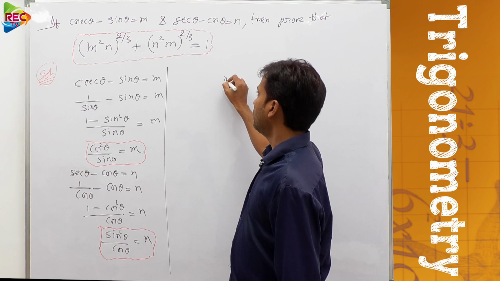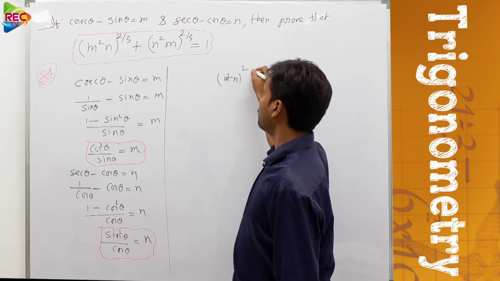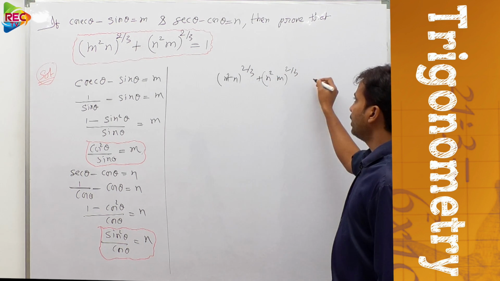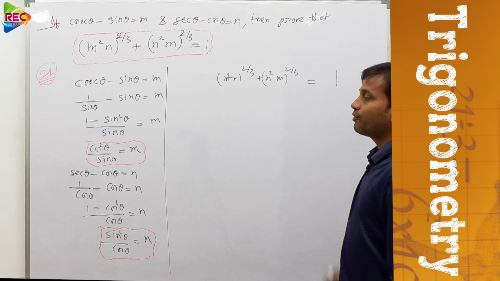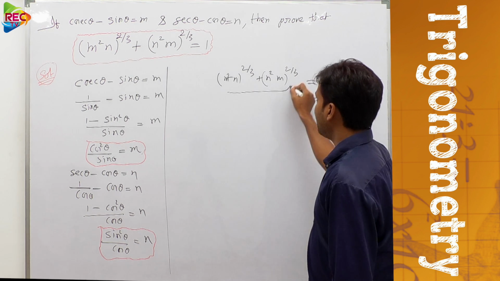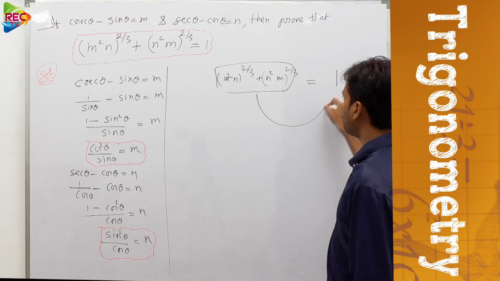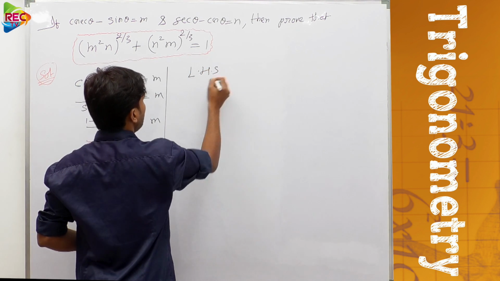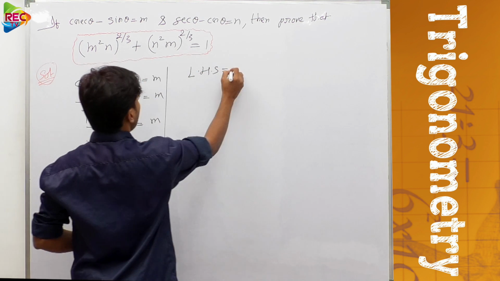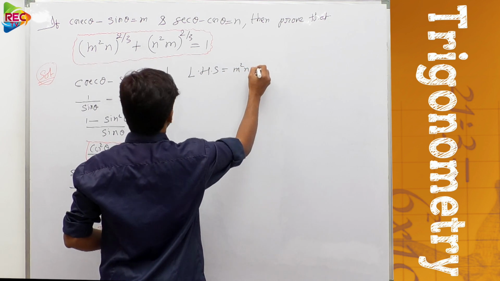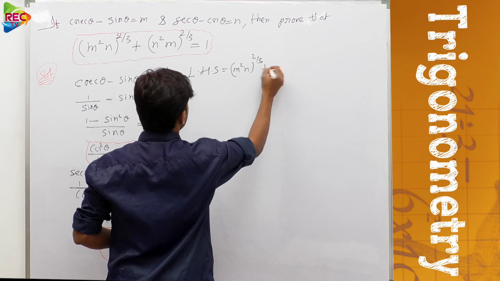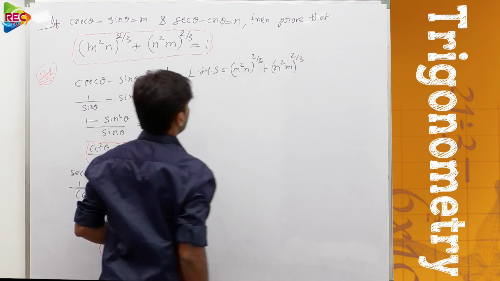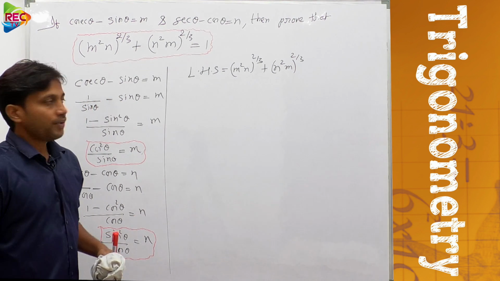Let me write here: (m square n) whole to the power of 2 by 3 plus (n square m) whole to the power of 2 by 3 should be shown equal to 1. So this is the LHS part, we need to take it and obtain the RHS part. Take the LHS: (m square n) to the power of 2 by 3 plus (n square m) whole to the power of 2 by 3.